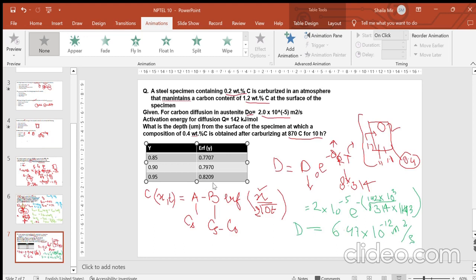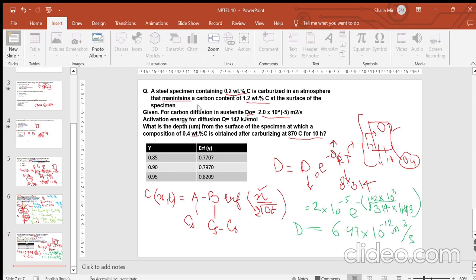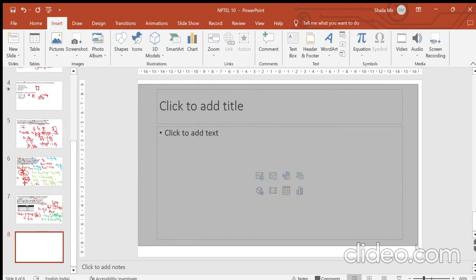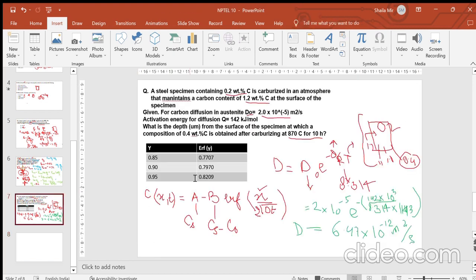Now first, just to have one more slide, just to have space, one second, we'll just do one thing.